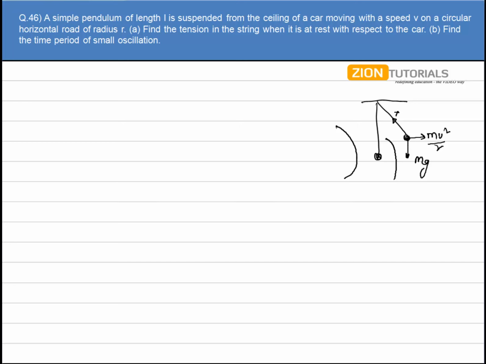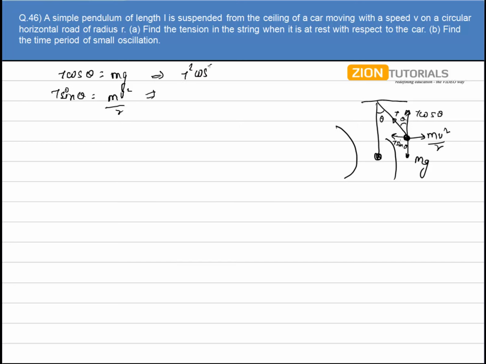So what I'll do is, let's say this is my angle theta. So this angle is also theta, so T cos theta, and this is my T sine theta. So at equilibrium I can write T cos theta is equal to mg and T sine theta is equal to mv square by r. So just square both the equations.